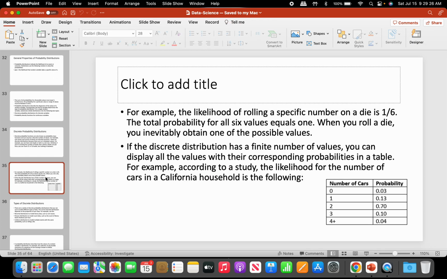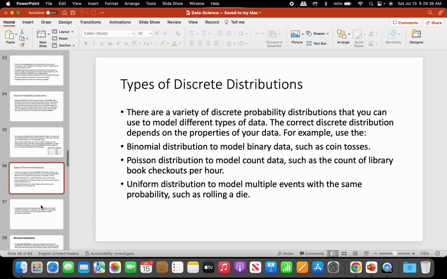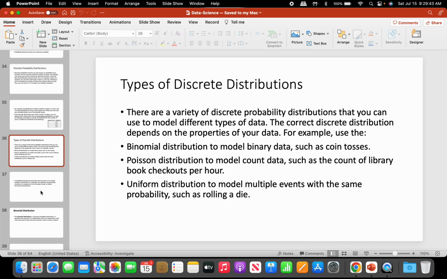This is another example of a discrete probability distribution, where you are calculating the number of cars in any of these households, so 0, 1, 2, 3, 4 plus. There are three types of discrete distributions. The first is the binomial distribution, the second is the Poisson distribution, and the third is the uniform distribution.